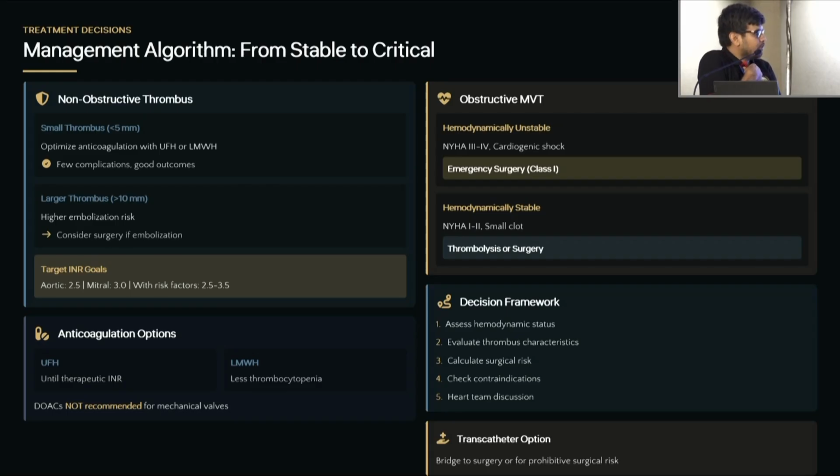So first we have to assess the hemodynamic status, evaluate the thrombus characteristics, calculate the surgical risk, check the contraindications, and have a discussion, and you can decide what has to be done. In the meantime, we can have a bridge to surgery, where a transcatheter option of lysis can be done.